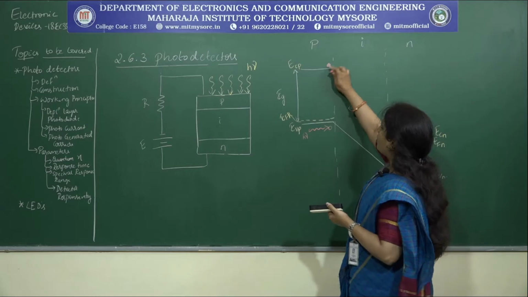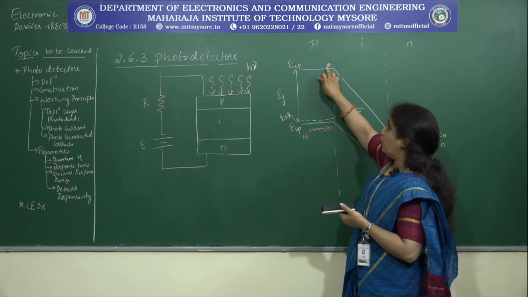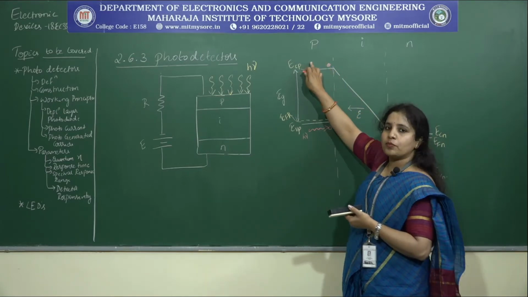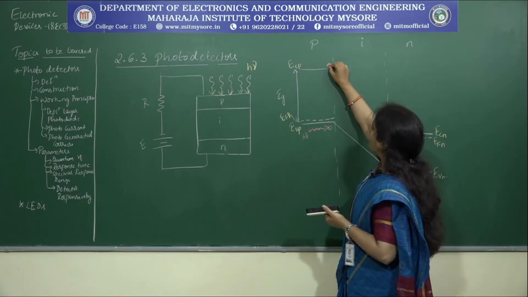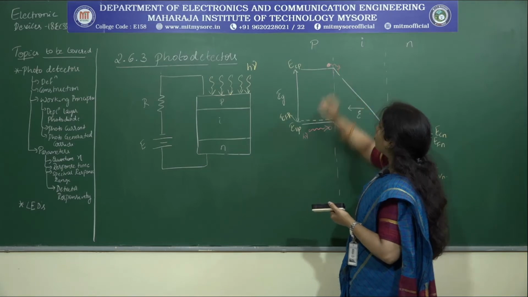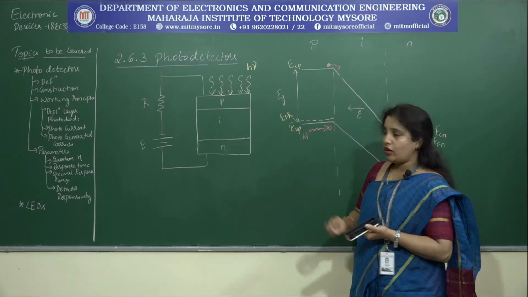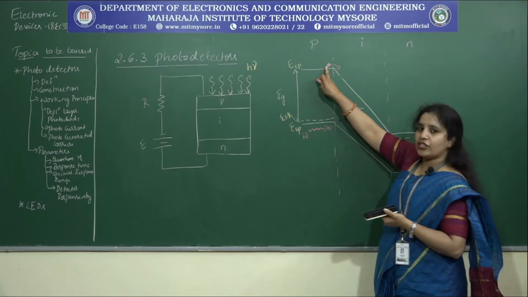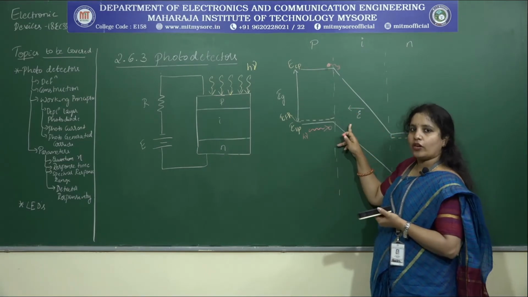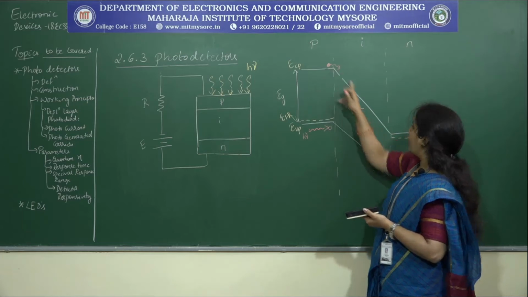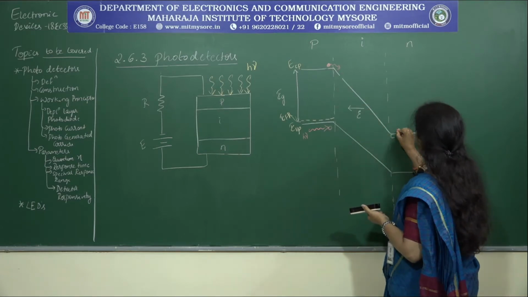Done. Now this electron, what will it tend to do? Either it will wander around in this particular conduction region, or by wandering around it will tend to get diffused into this intrinsic region. Now once it gets diffused into the intrinsic region, what will this electric field do? It will drift this electron towards the inside.